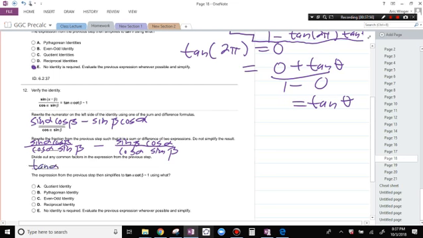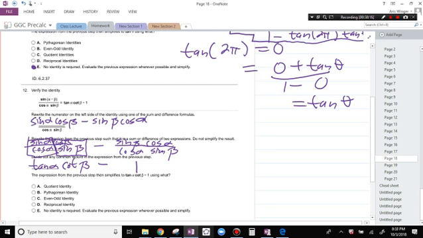So then this leaves tangent alpha cotangent beta, right? So sine over cosine is tangent, cosine over sine is cotangent, and that's flat out the same thing. Right? Sine beta cancel, cosine alpha cancel, and you have it. The expression from the previous step then simplifies to this.